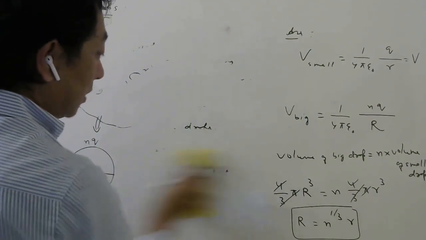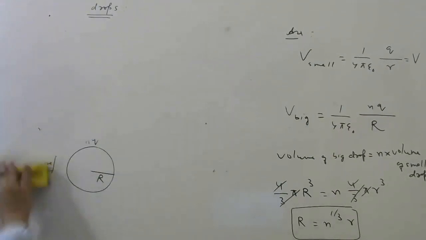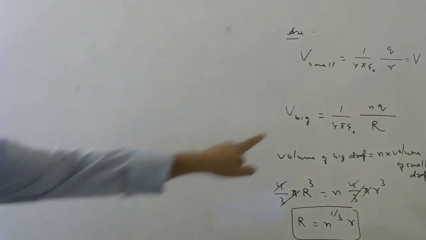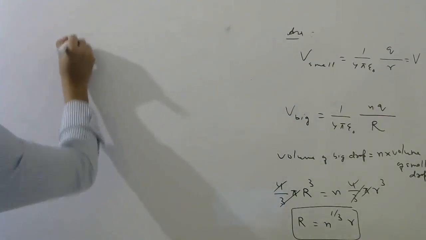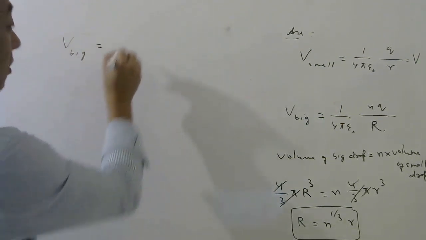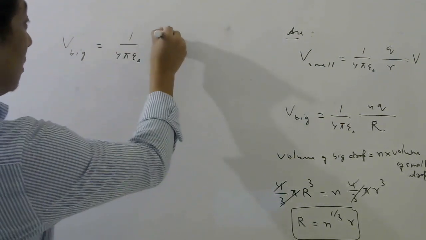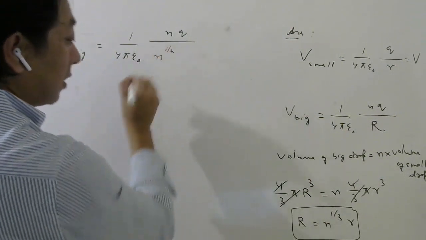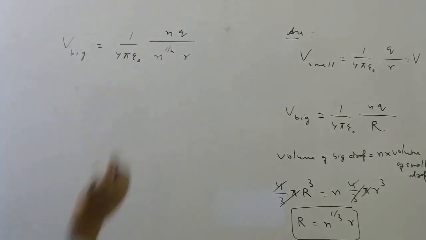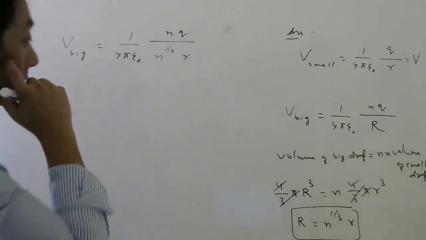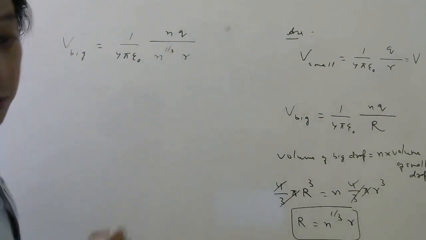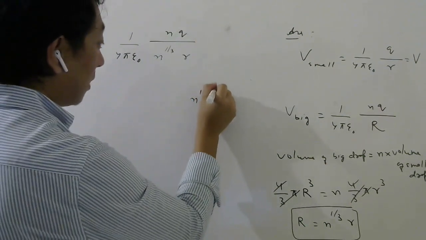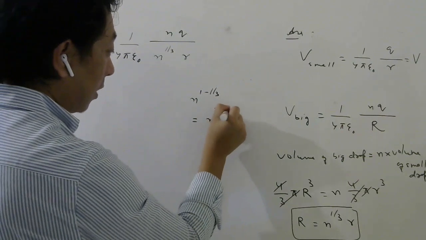So if you now substitute this relation which you found between the radius of the big drop and the radius of the small drop, what will be the potential of the big drop now? I can write the potential of the big drop is equal to 1 by 4 pi epsilon naught nq by the radius of the big drop. How can I write it? n power 1 by 3 into the radius of the small drop. Right, students? Now when this n power 1 by 3 goes up, what will you get? n power 1 is there, then this will go up as minus 1 by 3. So this will be n power 2 by 3.